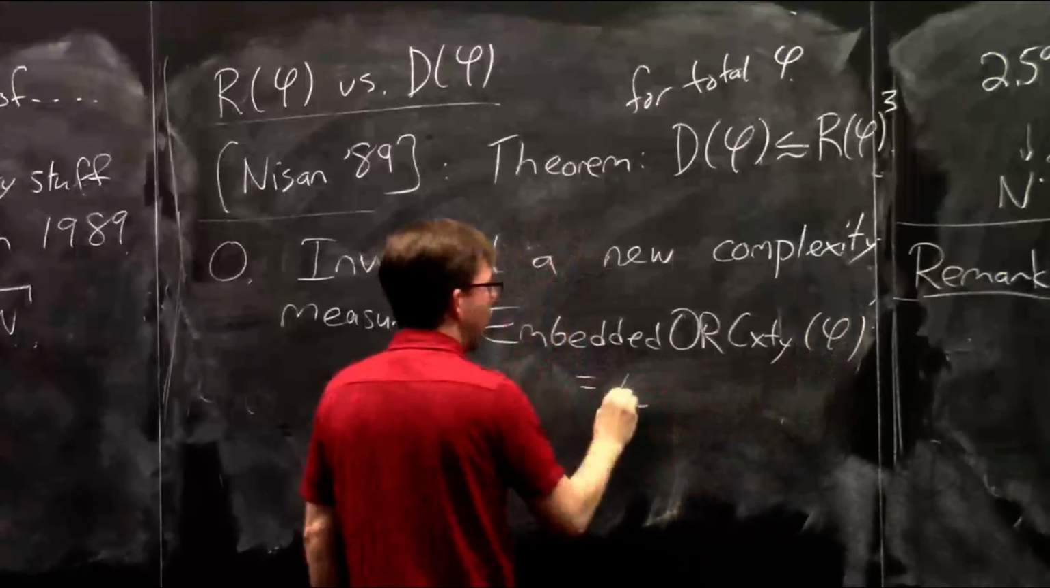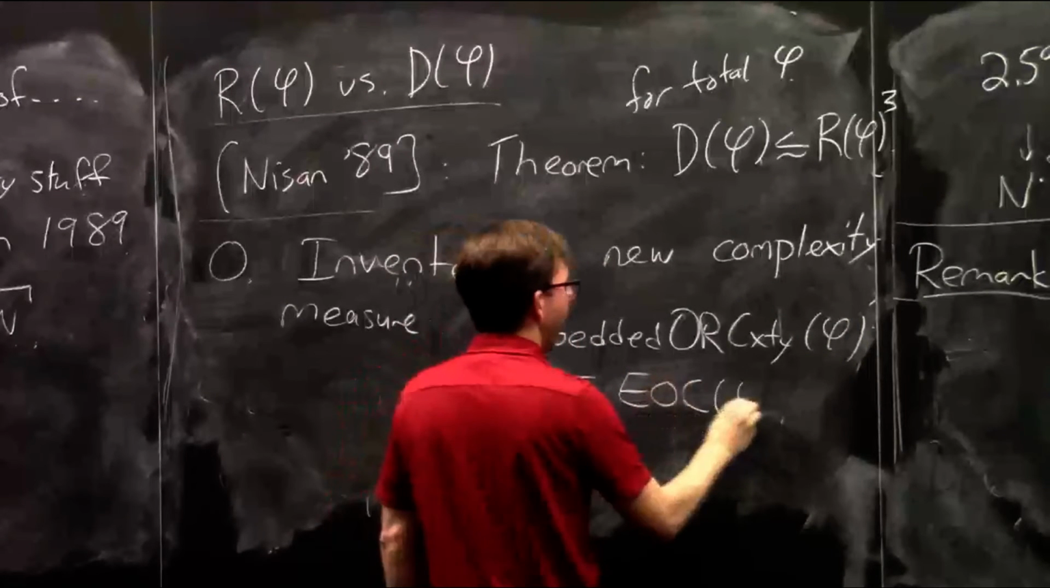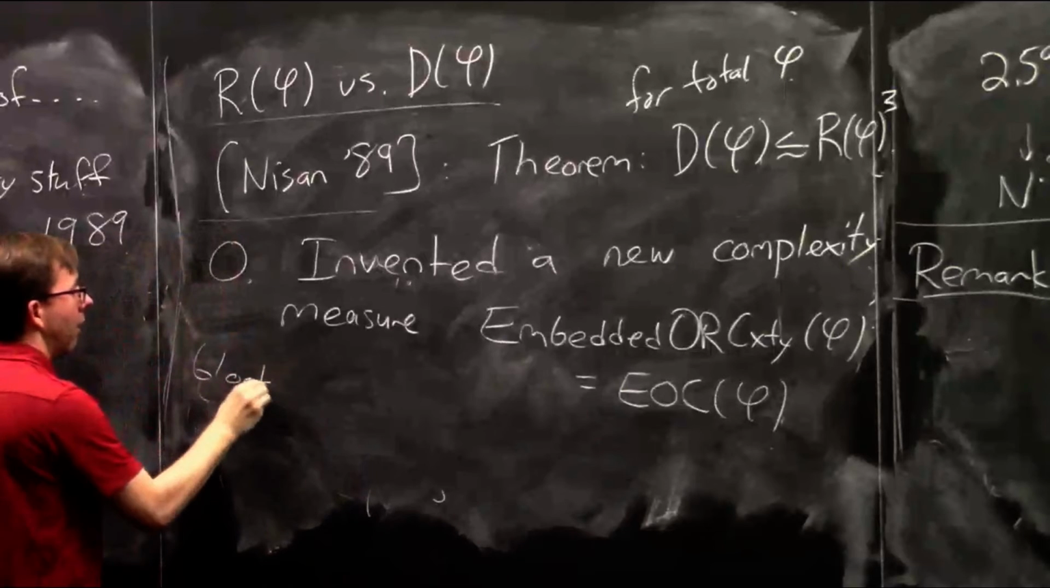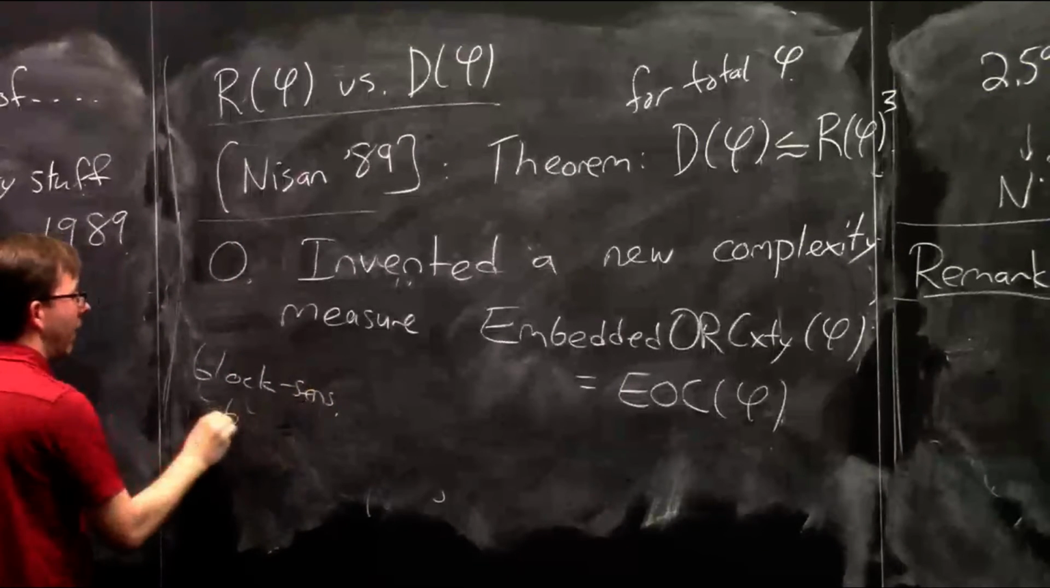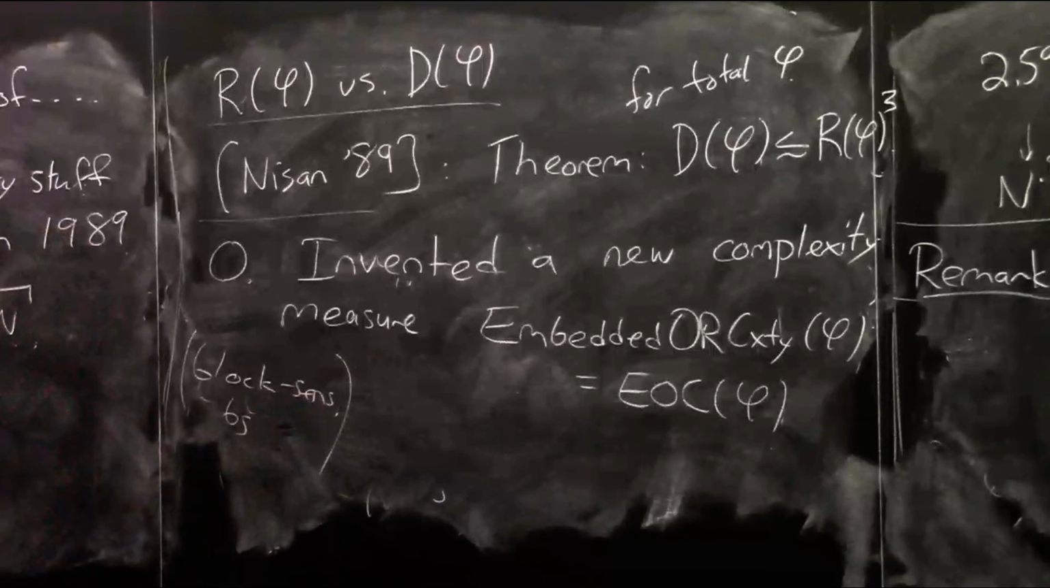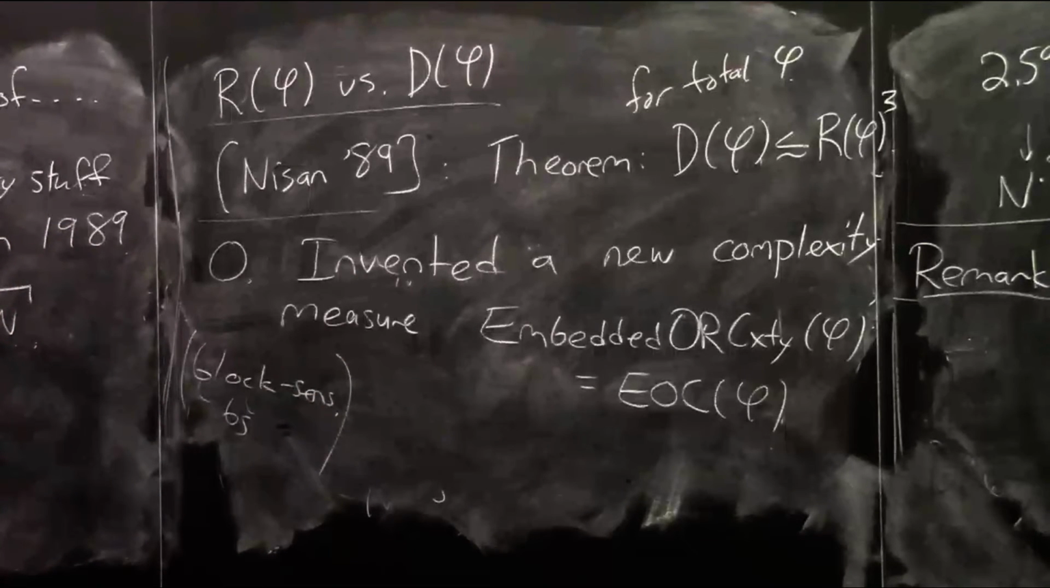Which I will abbreviate to EOC of phi. The real name of this is block sensitivity, and it's abbreviated BS, but I'm going to use this because I think it's more evocative of what it's really about. OK, so he invented this, and I will explain what it is.